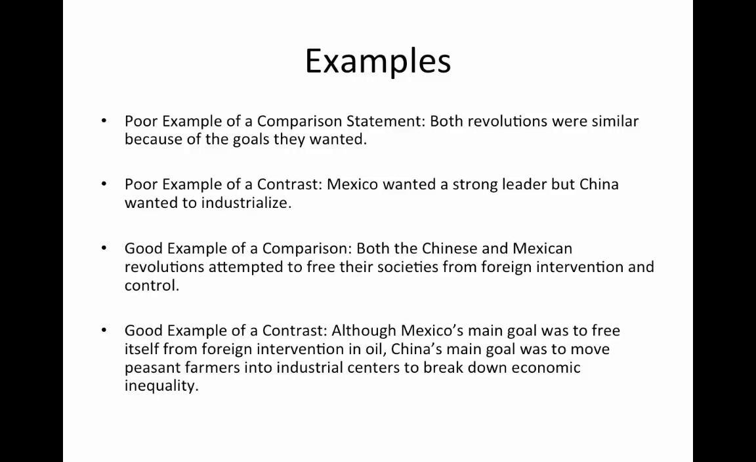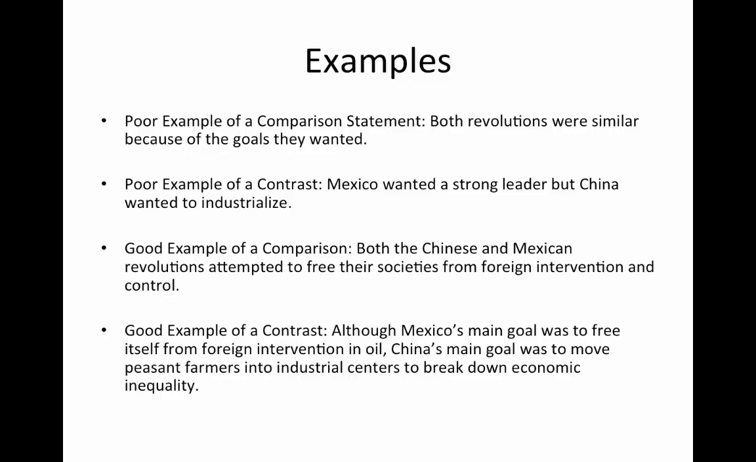But here's even another problem. Mexico wanted a strong leader. China wanted to industrialize. True. This is a contrast. It's set up as a contrast. But how is leader versus industrialization a true direct contrast? Those are two separate issues. Strong leader is about politics. Industrialization is about economics. You don't want to do this. You want to make sure you have similar issues that you're comparing or contrasting.